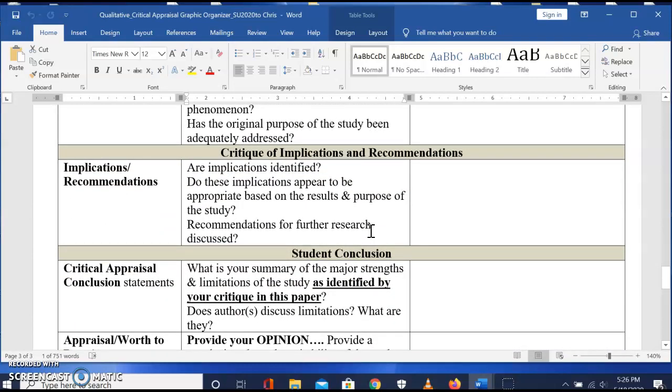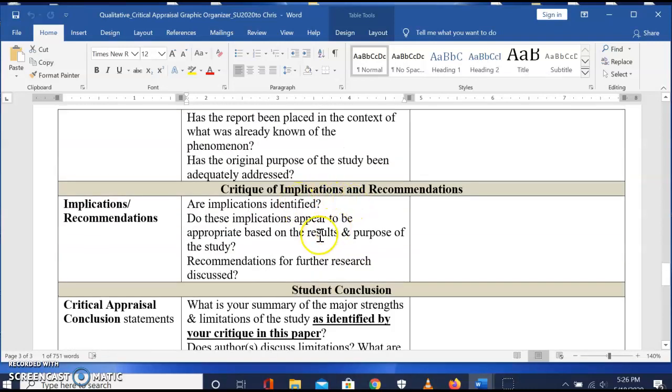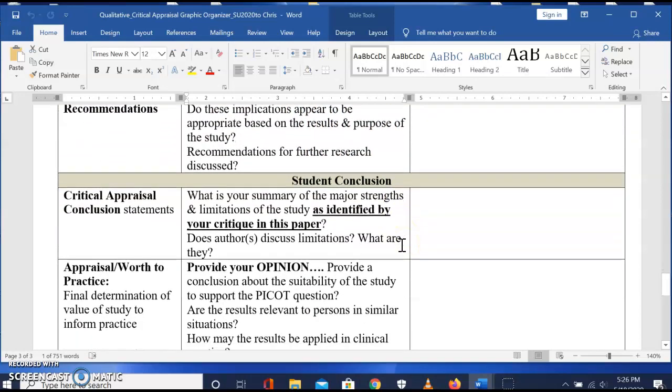Next, we get down to implications and recommendations and looking just to see, do the implications appear appropriate based on the results and purpose of the study? So you want to answer each of these questions. Don't let any of these questions go.